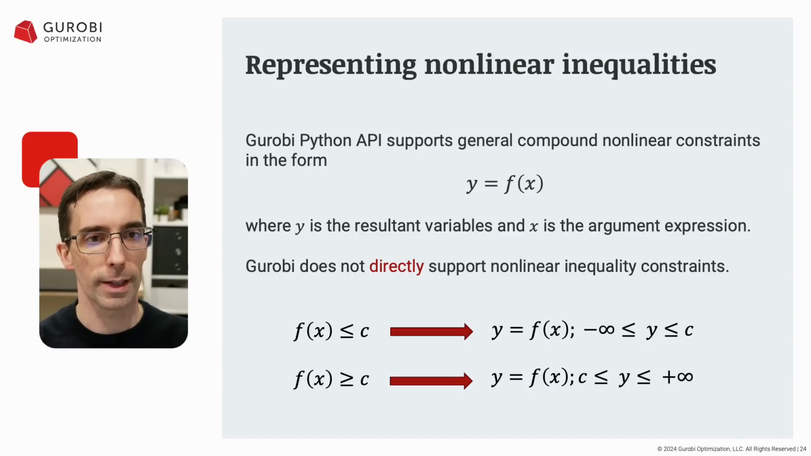Therefore, to implement less than or equal to or greater than or equal to constraints, such as f of x less than or equal to c or greater than or equal to c, you'll need to define y as a resultant variable, where y equals f of x, and then set appropriate bounds on the y variable in order to enforce your desired constraint sense. So, for example, in the first case, f of x less than or equal to c can be represented as y equals f of x, and then setting y as a variable less than or equal to c with no lower bound.